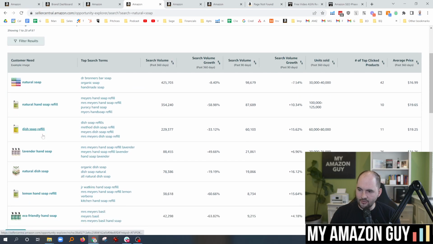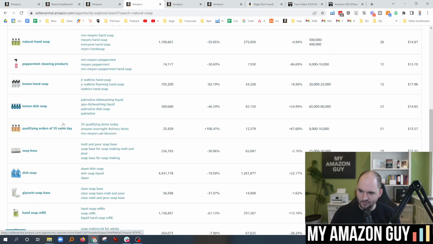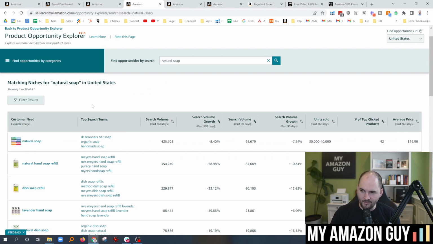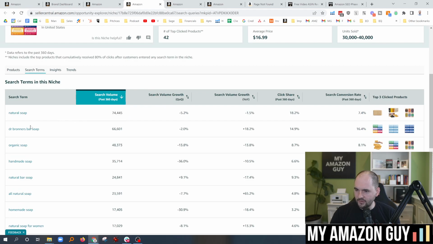Let's see what happens when we click on natural soap. We bring up other products. Here's the customer need. Here are the top search volumes. When somebody's looking for natural soap, most of the time they're not looking for a bar, they're looking for something else. So this particular product is one of the few that are doing well for a bar soap. That gives them a little bit of an advantage, doesn't it? You can see here all of the different search terms and their volumes, which are sorted by most, and then you can see the conversion rate.